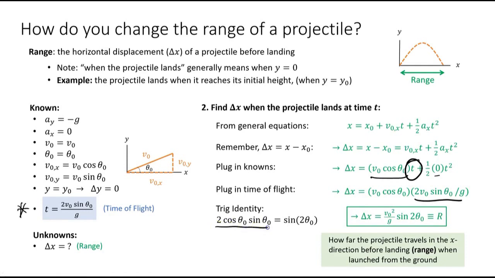So the trig identity here is that 2 times the cosine of some angle multiplied by the sine of that same angle is equal to sine of 2 times that angle. So I've just plugged that in here. I've replaced 2 times cosine times sine with sine of 2 theta. All right, and so then what we get is this simplified version of the range delta x, which is v naught squared over g multiplied by sine of 2 theta naught, that launch angle. All right, and sometimes this is referred to as capital R for the range. Okay, so again, this is going to be the range of a projectile that's launched and lands at the same height.